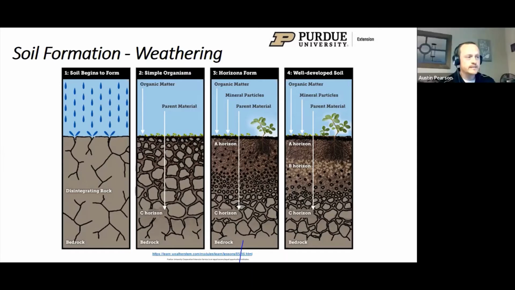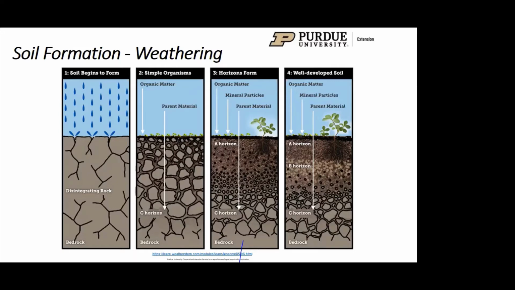When you get to step 3, you start seeing horizons starting to form, especially in this image. You can see that we've had enough time where we've had plants cycling and growing and dying and decomposing. You start getting a horizon called the A horizon. This is where your topsoil is located. It's where a lot of our plants are pulling their nutrients from. And then further down in the soil, you see that C horizon, which is your parent material.